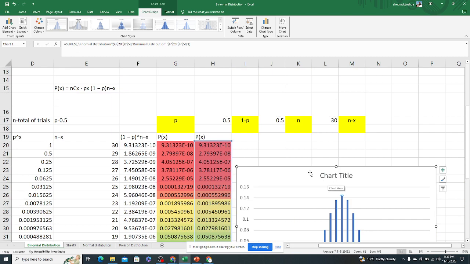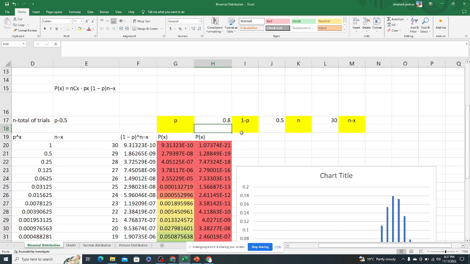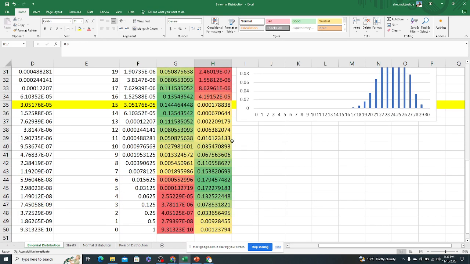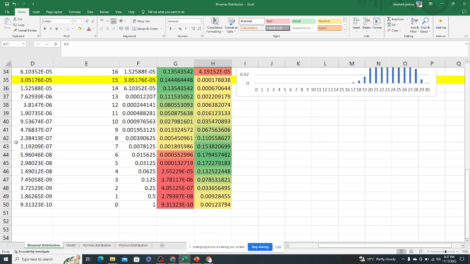What if we change the probability? Let's assume now the probability of success on our side is 80%, that is 0.8, meaning we'll have more bulbs, more trials being successful, and that's why you can see the probability has shifted to what?